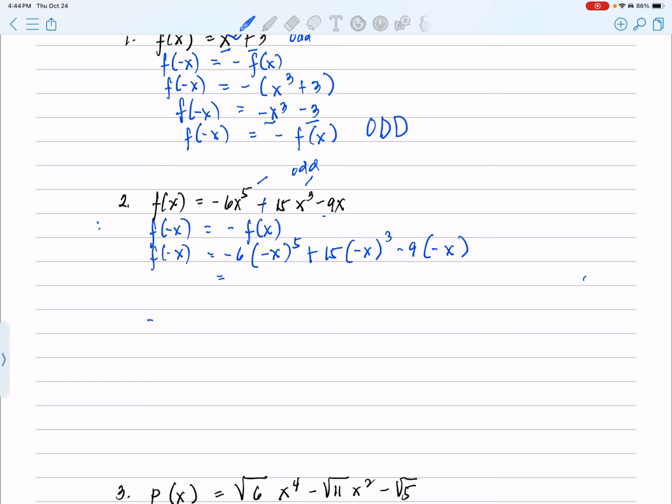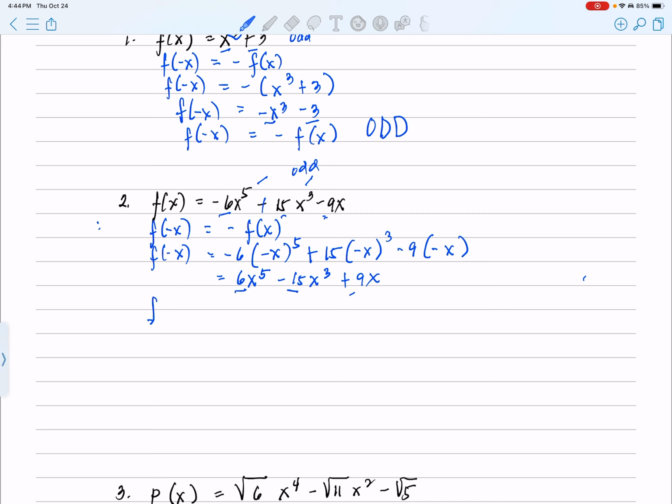Negative x to the fifth, that's odd, that will be a negative, times a negative, that would become a positive 6x to the fifth. A negative x cubed is a negative times 15, that's a negative 15x to the third. A negative 9 times a negative x, that would become a positive 9x. So what do we have? Positive 6, negative 6 in the given, negative 15 plus 15, negative 9, positive 9, negative 9x.